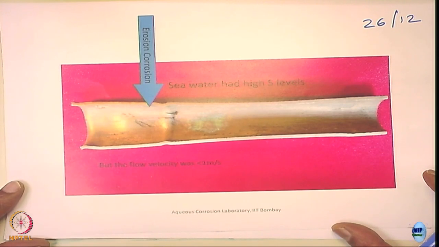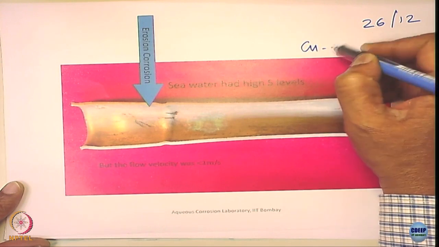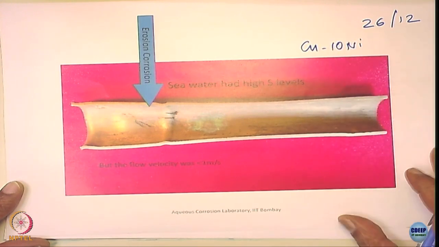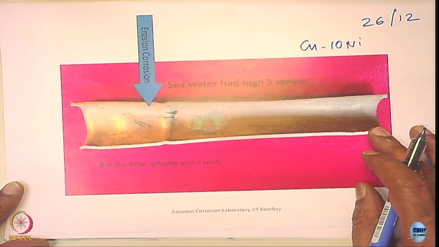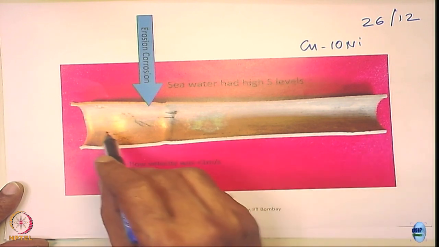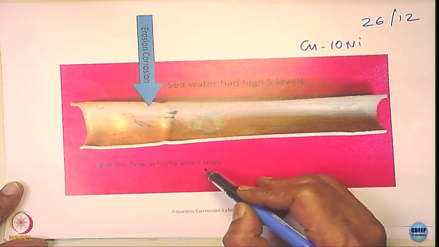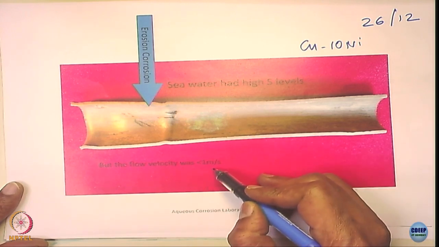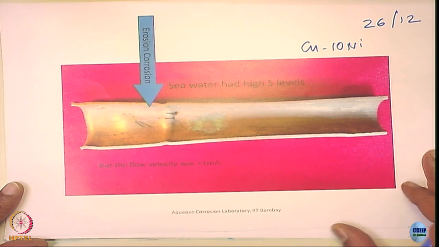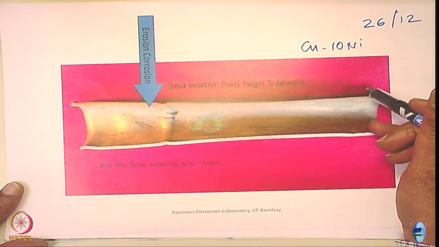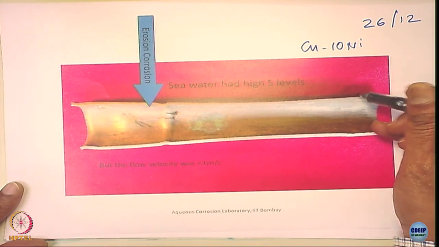This one is a cupronickel alloy. It is copper 10% nickel, and this is a tube for a heat exchanger. In the tube, the seawater was flowing. Look at this, the velocity was hardly about 1 meter per second. On the shell side, the process fluid essentially is hydrocarbon. You do not see any corrosion on the shell side.